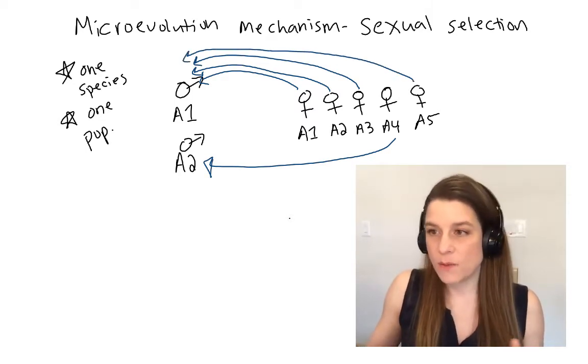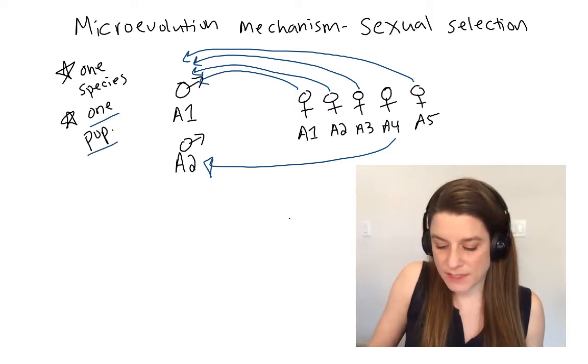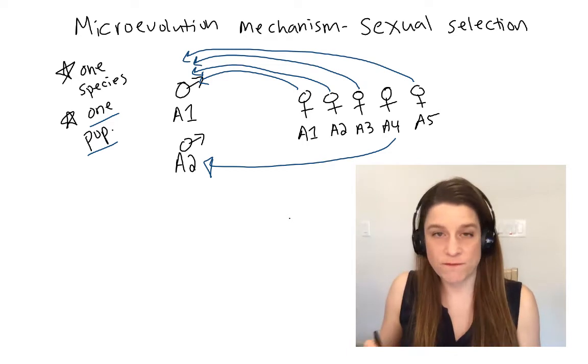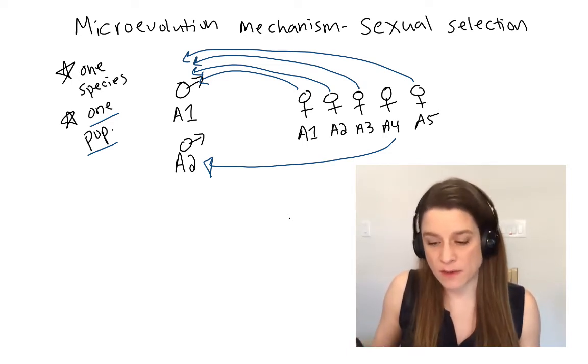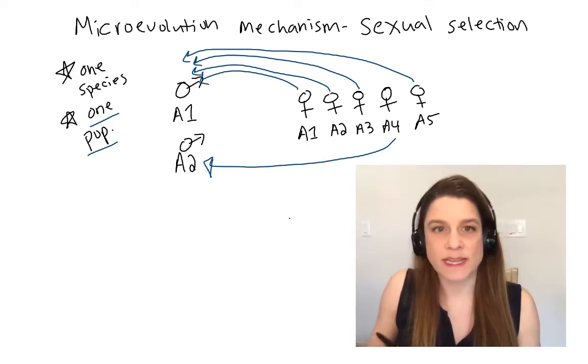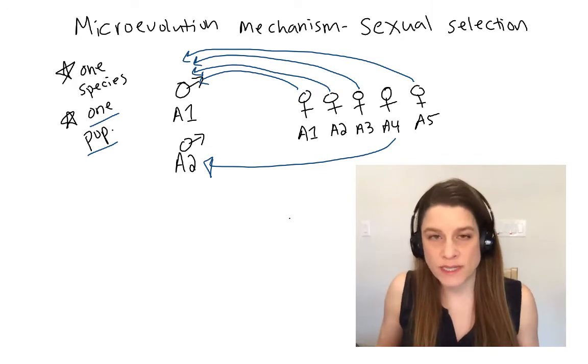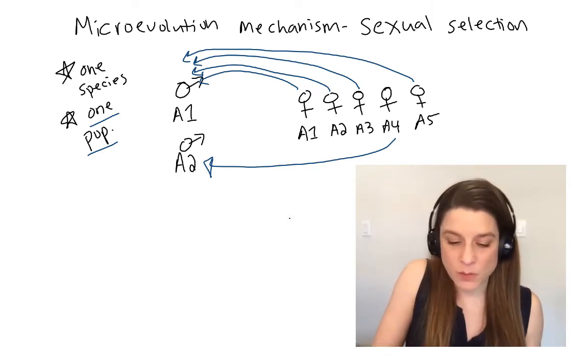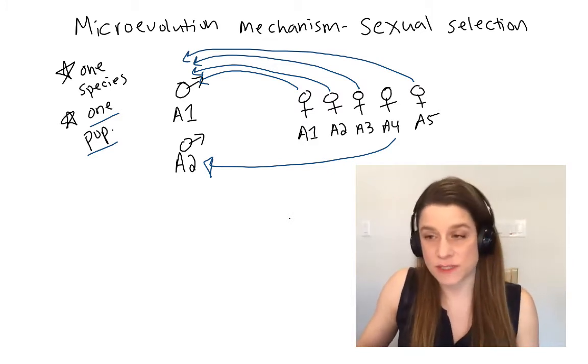Okay, so what you can see is in this one population, we have a male that's more favored for mating than the other male. Or really, A1 is a type of male, so a whole group of A1 type males versus A2. So this is when you have one male being more attractive, and that's the sexual selection here.